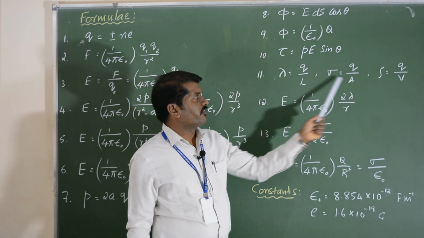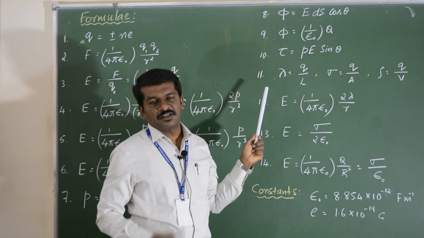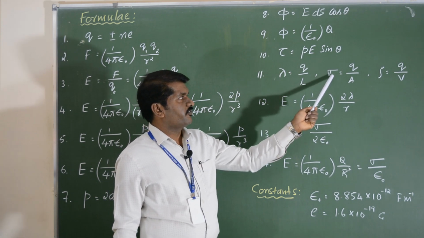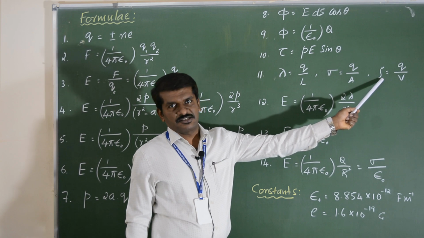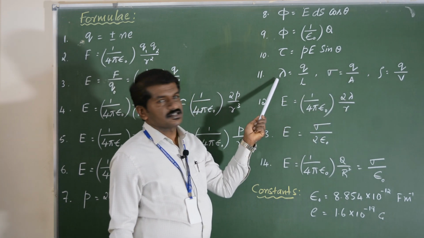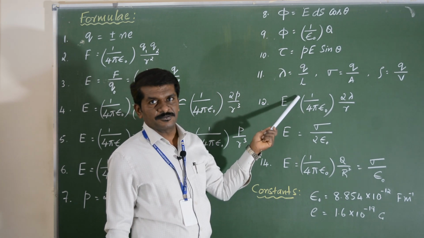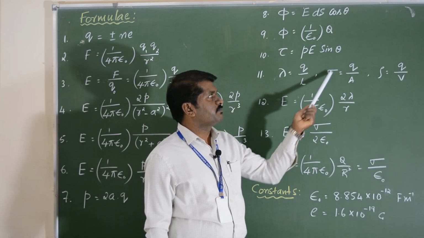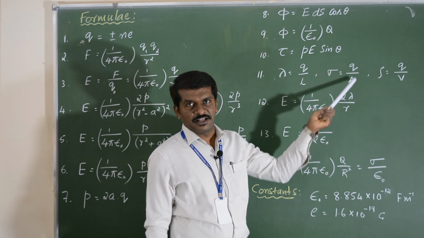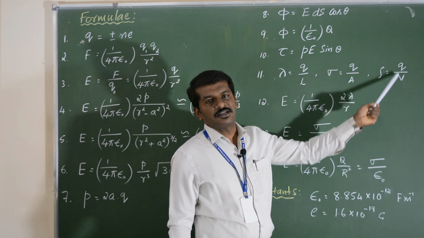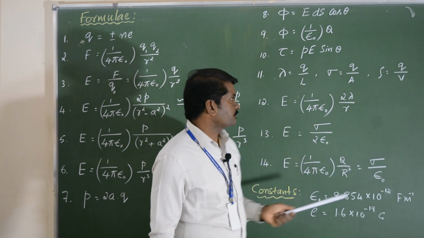Then we have defined the continuous charge distribution. In that we know linear charge density, surface charge density, and volume charge density. Linear charge density is given by Q/L, that is charge per unit length. Surface charge density is given by Q/A, charge per unit area. Volume charge density is given by Q/V, that is charge per unit volume.